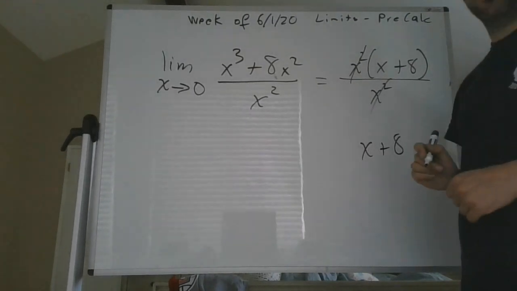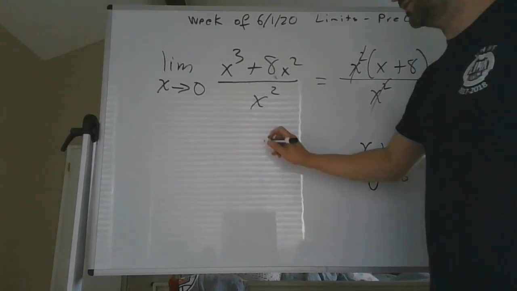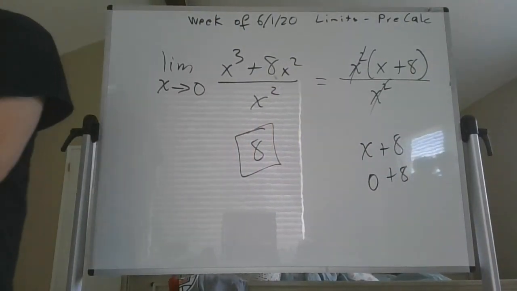Now I can use algebra to find my limit. Plug in the 0. 0 plus 8 is 8. We got our limit. Our limit exists. It is 8. Okay.